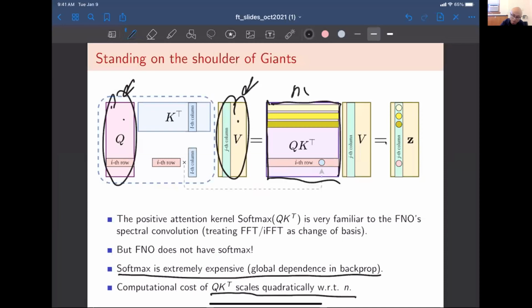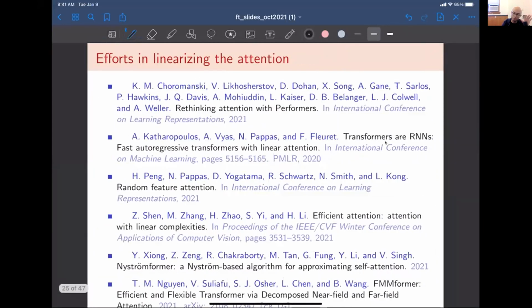And moreover, we want to linearize it because this matrix is m by n. So this matrix is m by n, this matrix is m by d, and n is the sequence length, and it has this quadratic dependence. People started two years ago to linearize. What they mean by linearize is they try to reduce the cost to linear dependency on the sequence length.